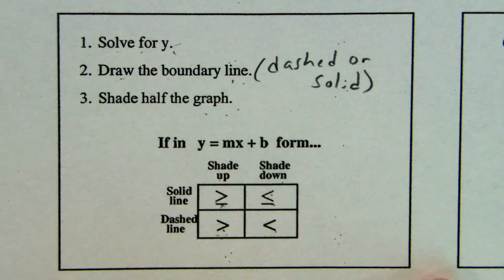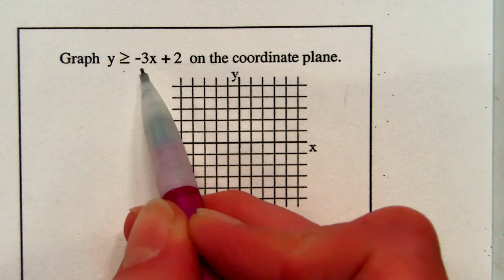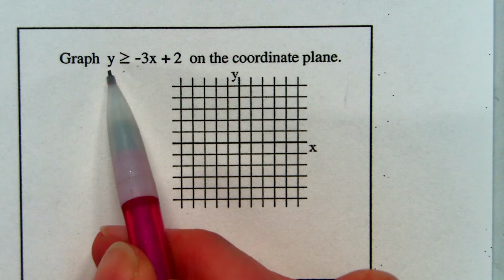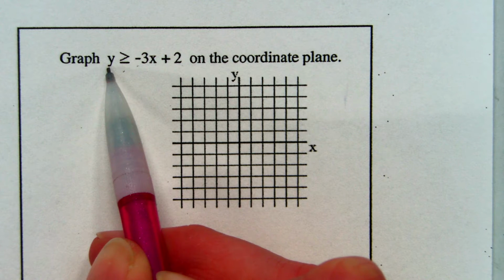All right, so we're going to look at the first couple of examples. Our first example is graph y is greater than or equal to negative 3x plus 2 on the coordinate plane. This is in slope-intercept form, I know, because the y is already by itself. So we can skip step one. We don't have to solve for y.